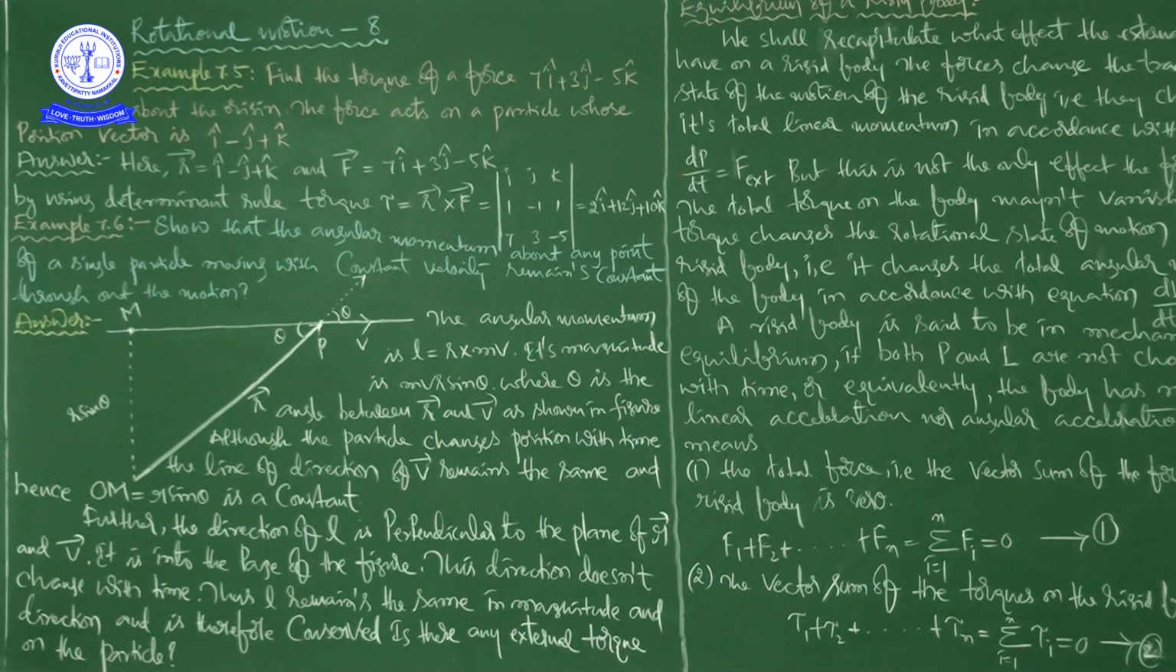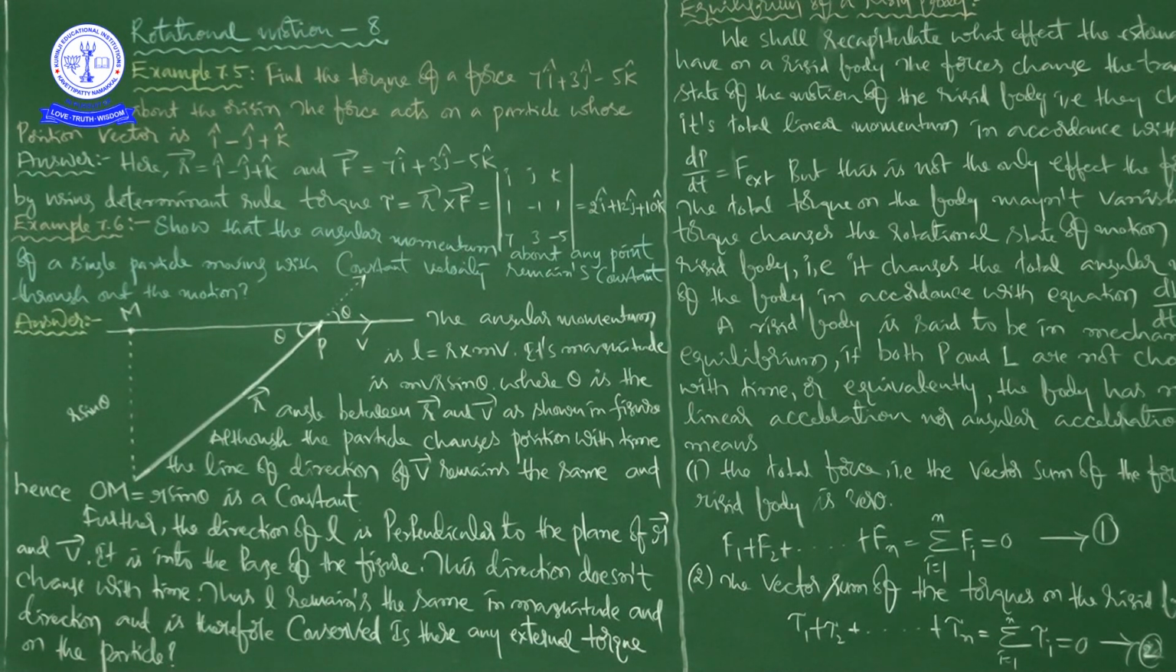In continuation to the last class, first we start with example 7.5. In this example, he has given two vectors, because one is a force vector and another one is a position vector, asking to find a torque. Find the torque of a force 7i plus 3j minus 5k about the origin. The force acts on a particle whose position vector is i minus j plus k.